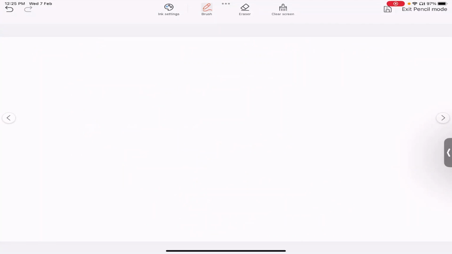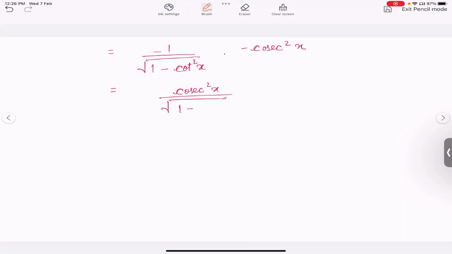This will be equal to, now we will substitute u with cot x. So this will become minus 1 by root under 1 minus cot square x times minus cosec square x. Since minus signs are on both the terms, they cancel out. So minus times minus will be equal to plus 1. So this will become cosec square x by root under 1 minus cot square x.